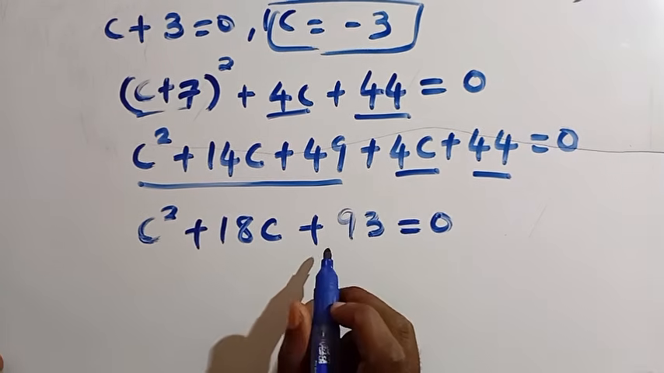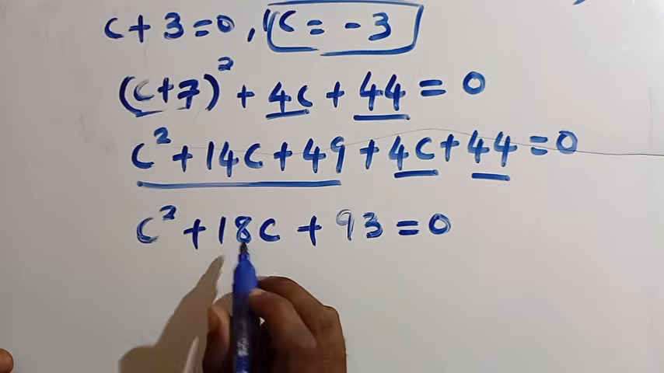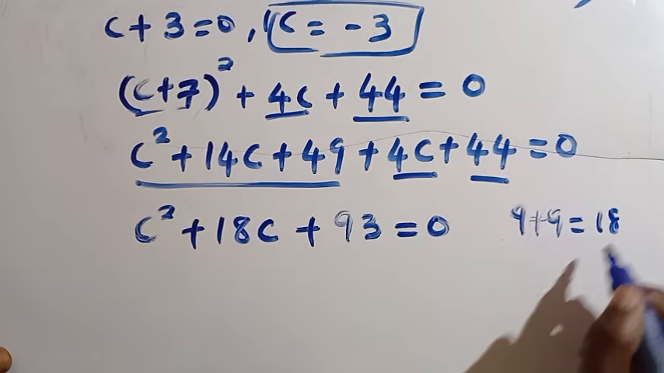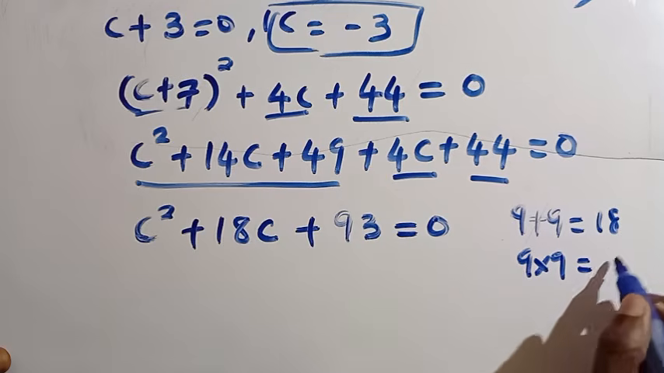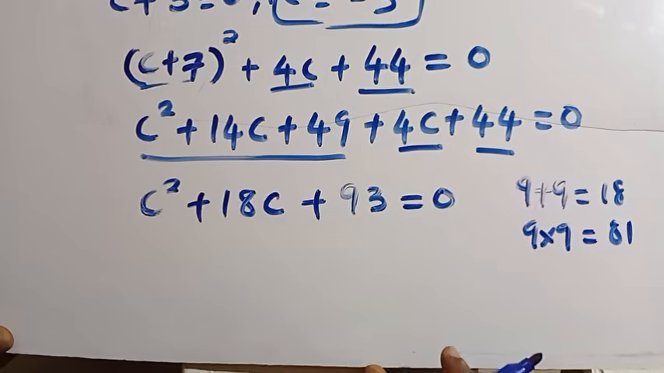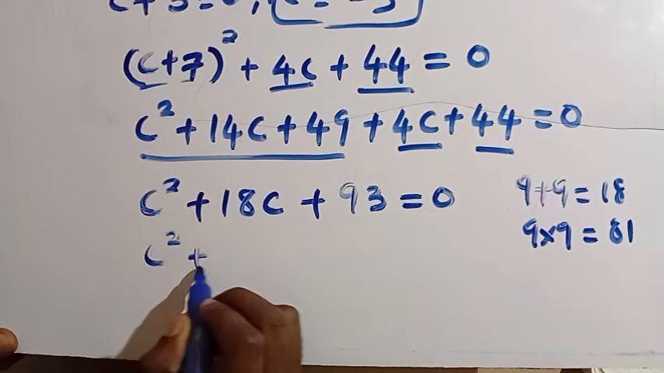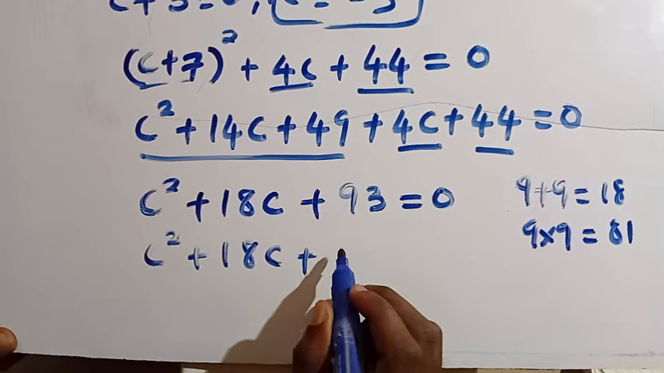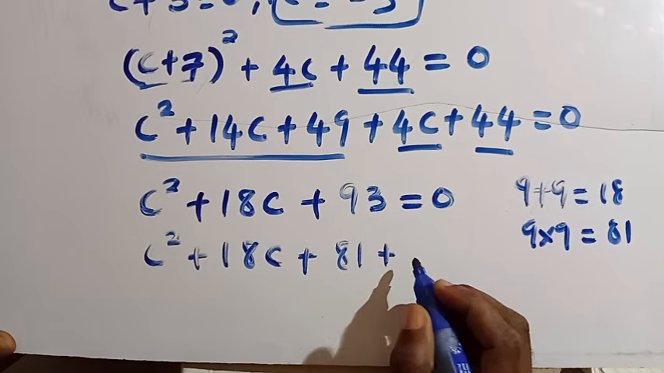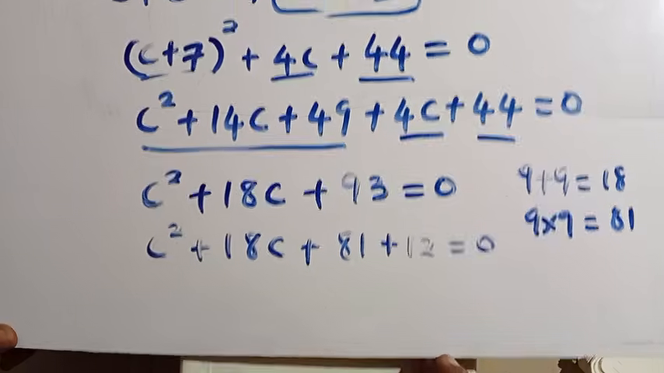So instead of applying the quadratic equation straight, I will do something different. Looking at this, here is 18, but we know that 9 plus 9 gives us 18, and 9 multiplied by 9 gives us 81. So this 81 has taken part of this. So we just try and replace it like this. So instead of this, we just have c squared plus 18c plus 81 plus, so what remains is just 12 equals 0.